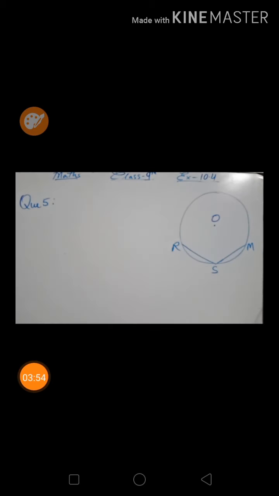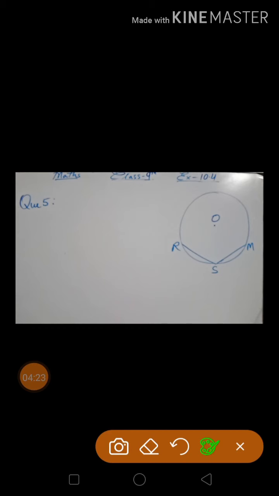Now come to question number 5. Three girls, Reshma, Salma and Mandeep, are playing a game by standing on a circle of radius 5 meter drawn in a park. Reshma throws a ball to Salma, Salma to Mandeep and Mandeep to Reshma. If the distance between Reshma and Salma and between Salma and Mandeep is 6 meter each, what is the distance between Reshma and Mandeep? So you can see this is a circle where Reshma, Salma and Mandeep, three girls are playing on this circle. This is Reshma, this is Salma, this is Mandeep.